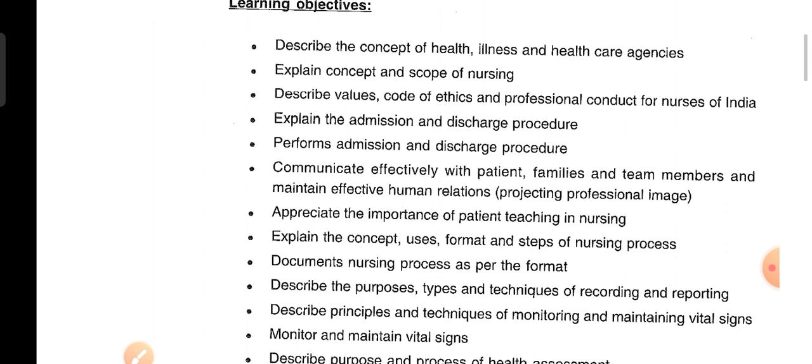Okay, at the end of your first year, you are able to describe the concept of health and illness, and explain the concept and scope of nursing. You have to be able to say what nursing is, what the concept of nursing is, and what the scope of nursing is. After completion of your course, where we can go and where we can do the job, you are able to explain.